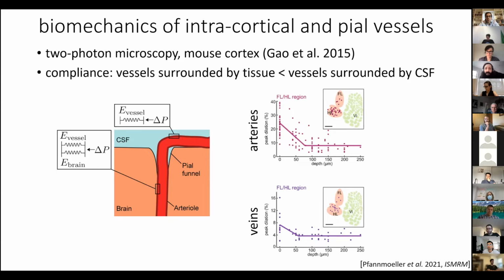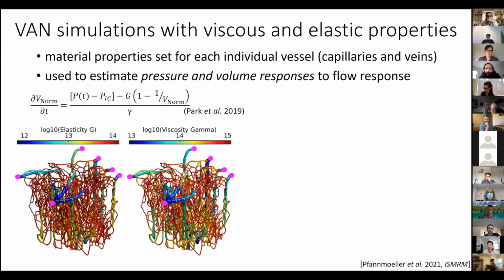So they observed this by observing the dilations of parenchymal vessels surrounded by tissue and pial vessels after controlling for vessel size, branching order, and other effects, and observed this both in arteries and veins. So based on this, we extended our VAN simulations and assigned viscous and elastic properties to the individual vessels in the VAN based on whether they were surrounded by tissue or not, and using tissue and vessel elasticity and viscosity values from the literature.